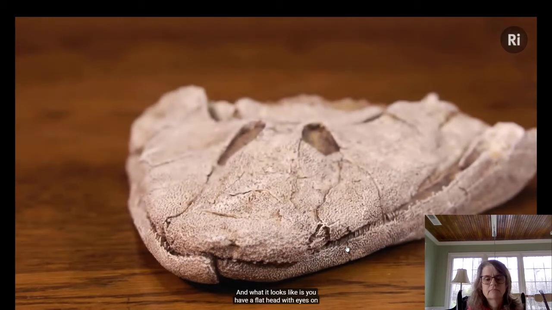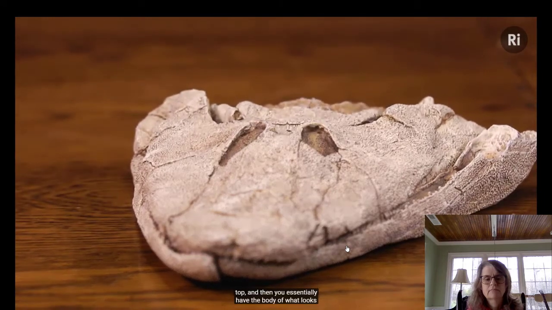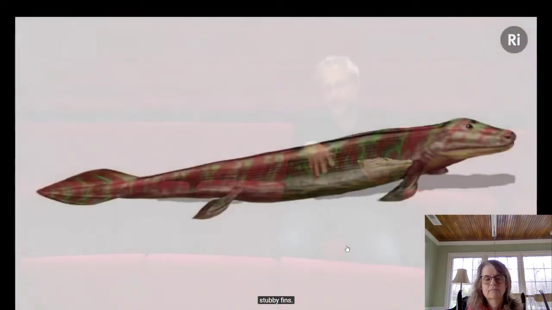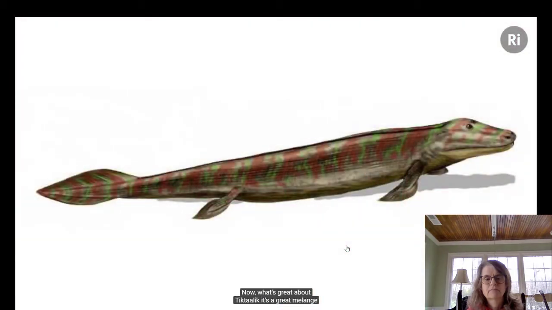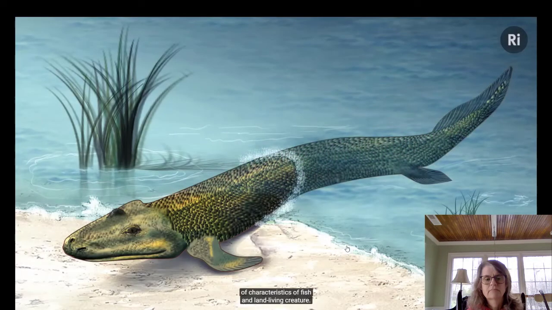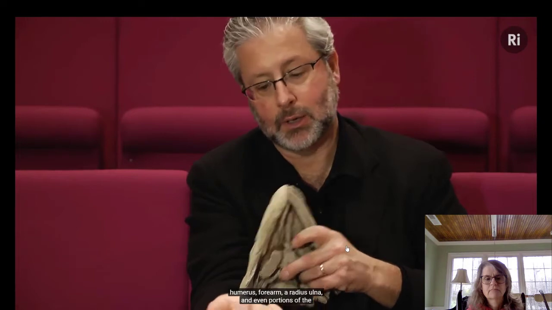And what it looks like is you have a flat head with eyes on top, and then you essentially have the body of what looks like a fish, a stubby fish, because it has scales and these stubby fins. Now what's great about Tiktaalik, it's a real melange of characteristics of fish and land-living creature. The shape of the head, the proportions of the head, and the bones and so forth are very much like a land-living animal, and then other parts are fish-like. What's remarkable about the fin is when you take out the fin webbing, it has bones that correspond to upper arm, i.e. humerus, forearm, i.e. radius and ulna, and even portions of the wrist, the so-called proximal carpal. So a real remarkable transitional creature.